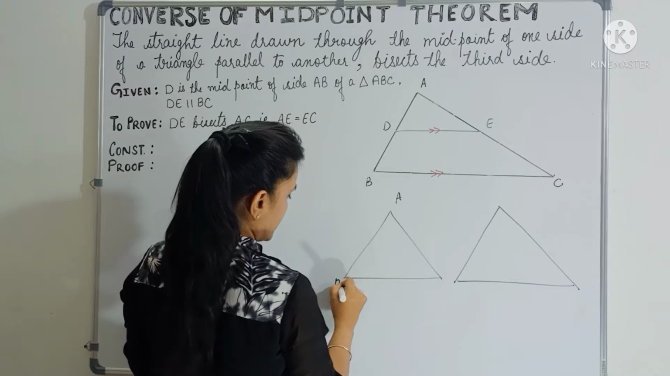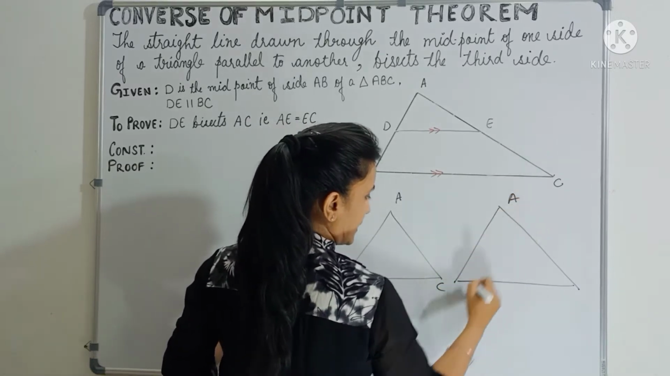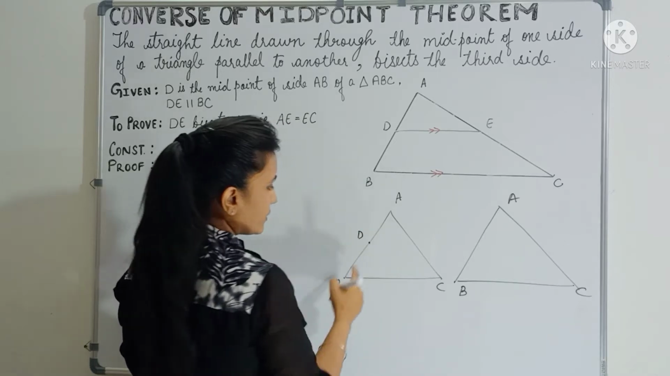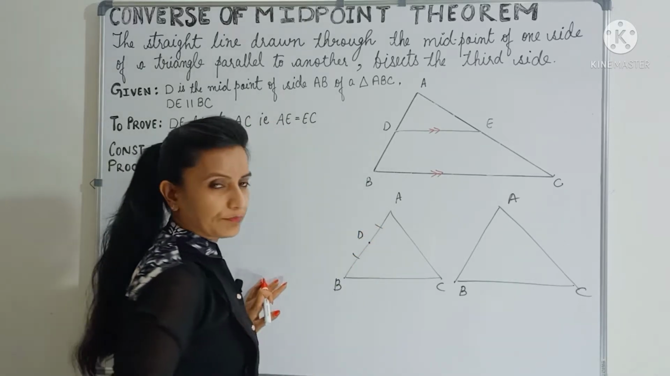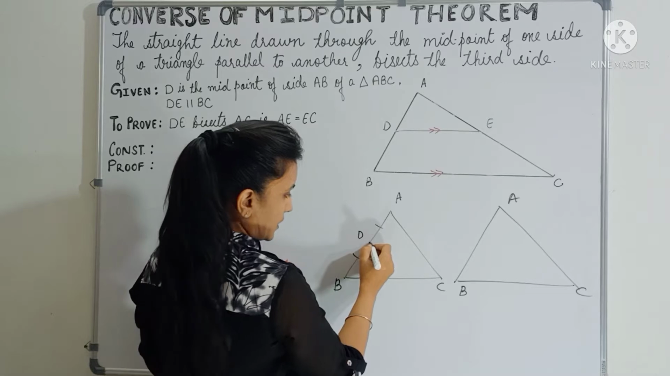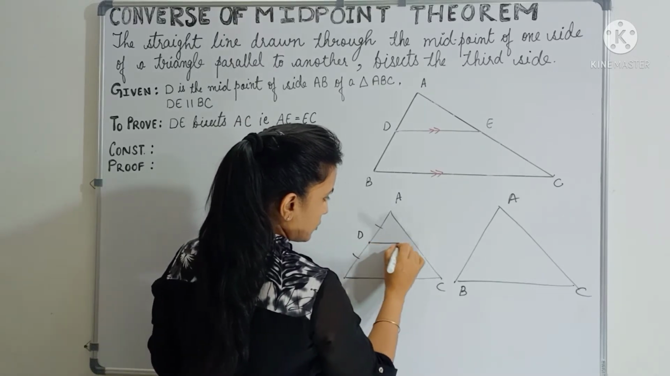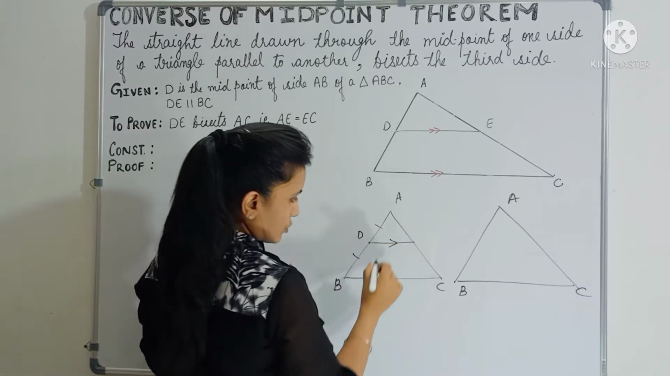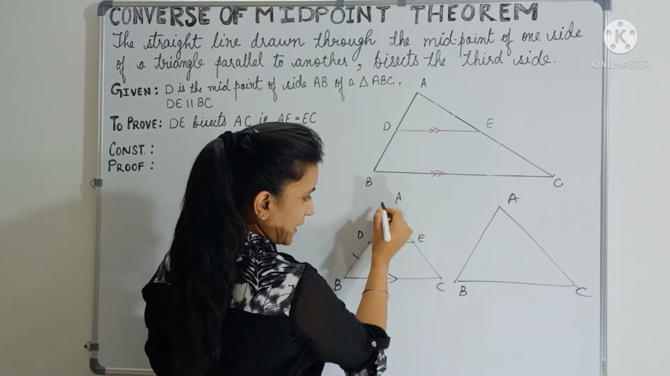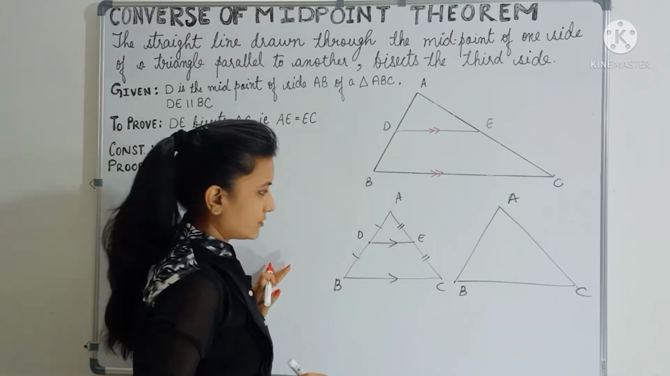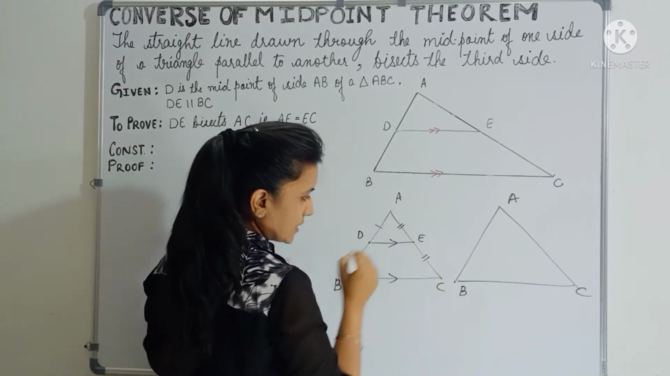Let's say we have triangle ABC, and let's name this also ABC. Here D is the midpoint of AB. Now from D, if I draw a straight line parallel to BC, I will draw like this, right? So this straight line will bisect AC. It means even these two will be equal to each other. AE will be equal to EC.